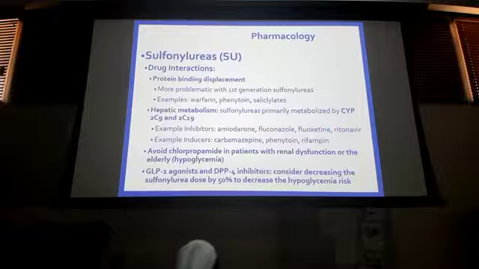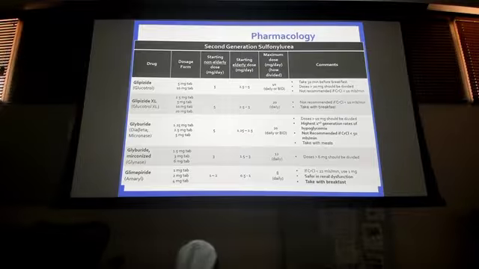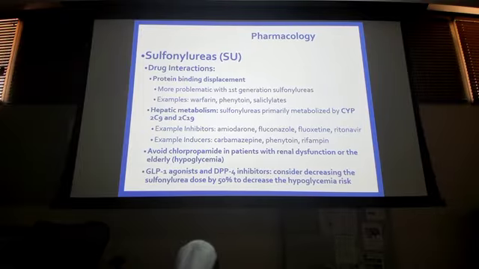Like we talked about in the previous slides, with GLP-1 agonists and DPP-4 inhibitors, you'll need to consider decreasing the sulfonylurea dose by up to 50% because of that hypoglycemic risk. The hypoglycemic risk also is due to it forcing insulin secretion from those beta cells, which can also lead to beta cell burnout and then eventually could create insulin dependence in a type 2 diabetic. So keep that in mind.